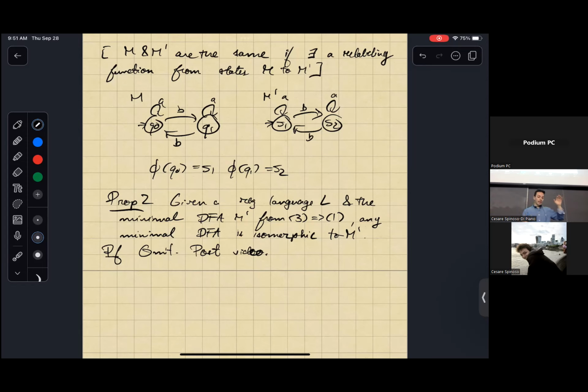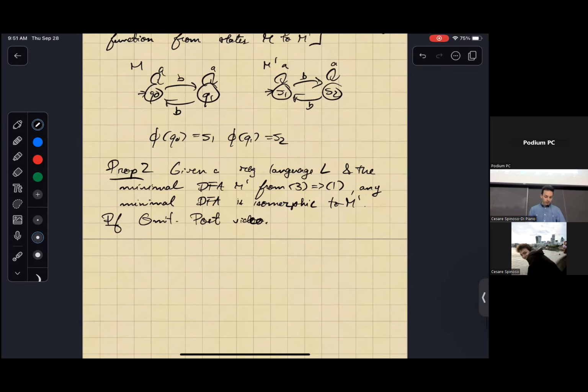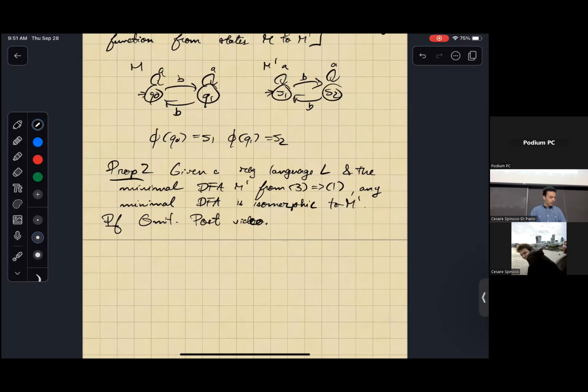So there's a way of making that machine M look exactly like M prime. And so once you do that, you know that minimal DFA are unique. Okay. And so this is very relevant for your assignment question. In particular, it's relevant for assignment 2, question 5.